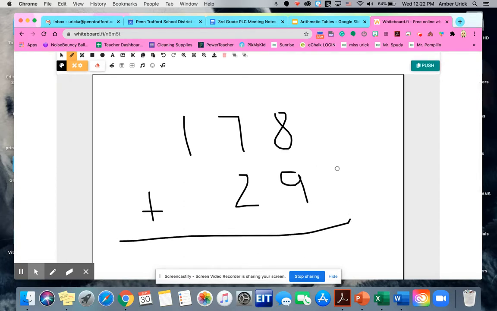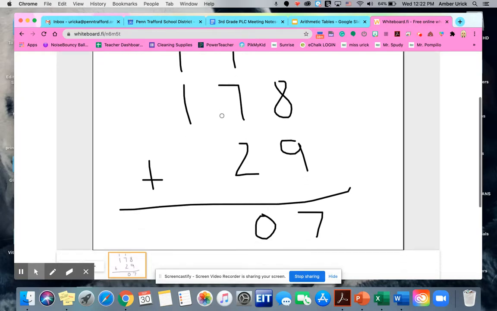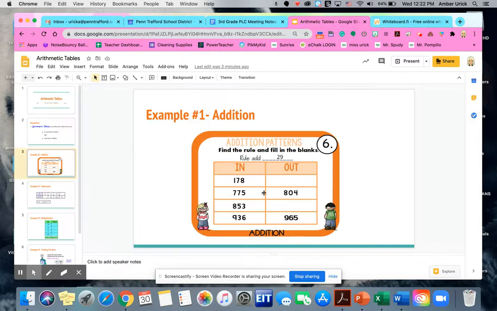So 8 plus 9, everybody, is, I hope you said 17. 7, I need to carry my 1. 7 plus 1 is 8, and 8 plus 2 is 10. I need to put my 0 and carry my 1, and 1 plus 1 is 2. So 207. So in came 178, and out comes 207. Do you see what we're doing?